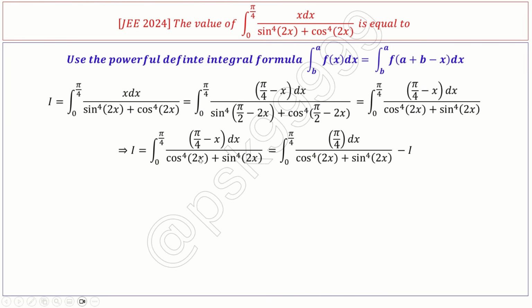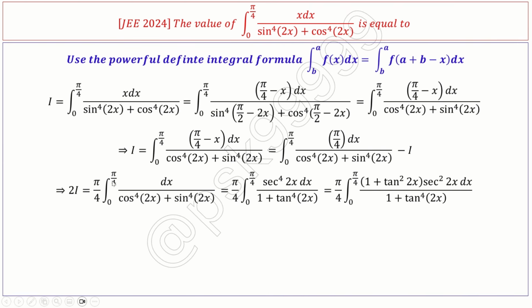So I can write this as I is equal to integration from 0 to pi by 4 of pi by 4 times dx by cos to the power of 4 2x plus sine to the power of 4 2x minus I. If I separate minus x by this one, this is same as I. So now this is very simple. 2I equal to this value, correct? 2I is pi by 4 times integration of dx by cos to the power of 4 2x plus sine to the power of 4 2x.